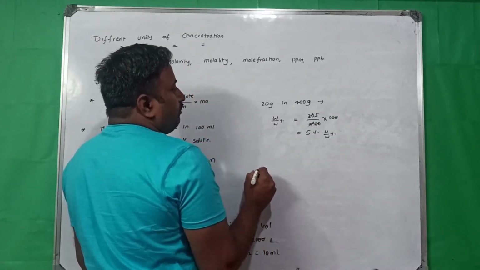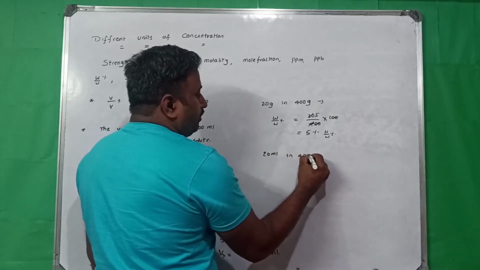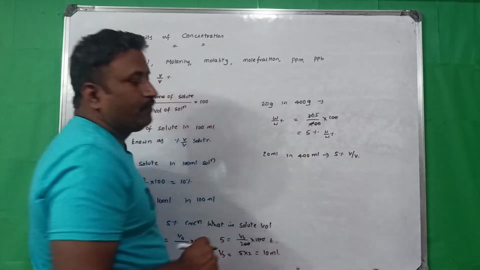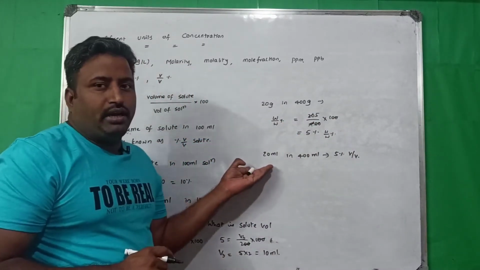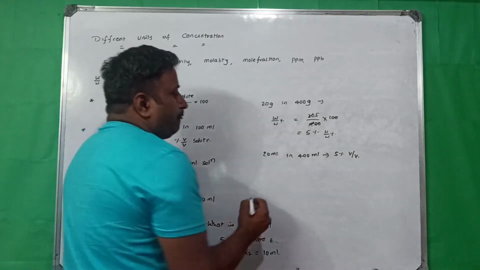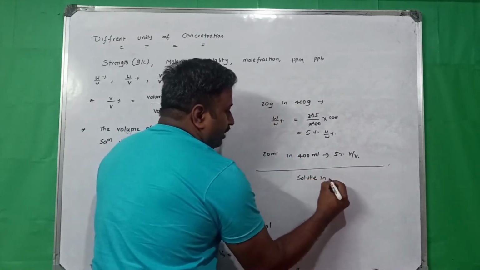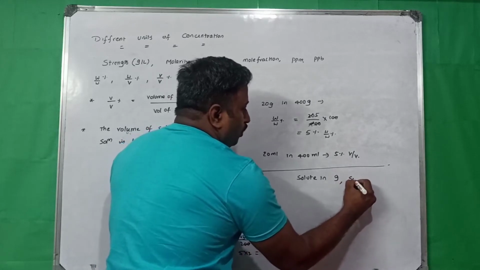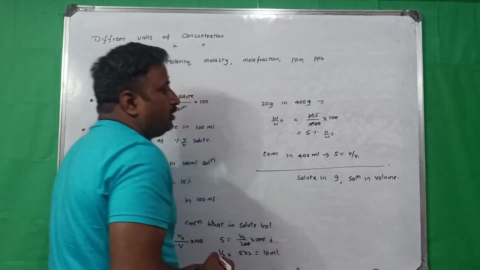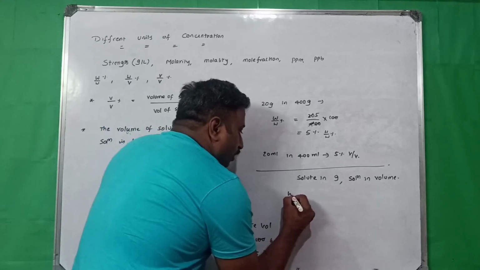Now same thing, if you take volume, 20 ml in 400 ml, we'll get 5% volume upon volume. So in this case both are in volumes, in the previous case both are in weights. Finally we can take solute in grams and solution in volume. Then we call it weight by volume percentage.